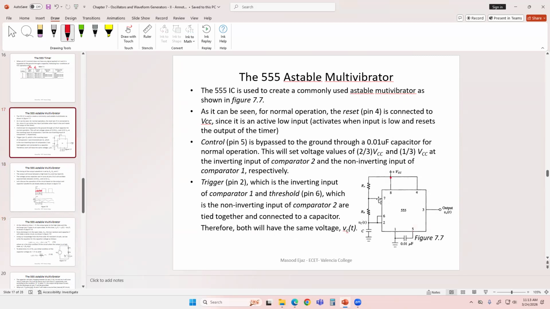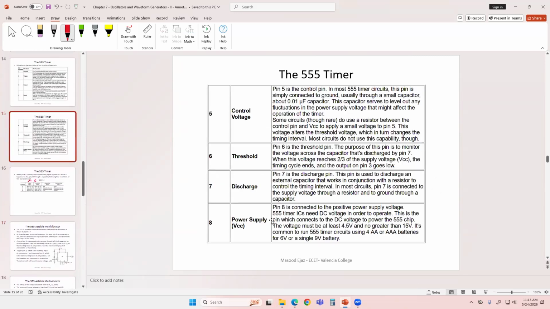which is right here, pin number 7 is the discharge pin. The pin is used to discharge an external capacitor that works in conjunction with the resistor to control the timing. In most circuits, pin 7 is connected to the power supply through a resistor and to ground through a capacitor.